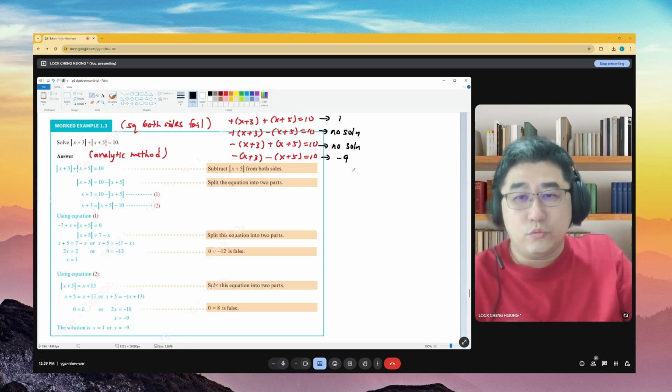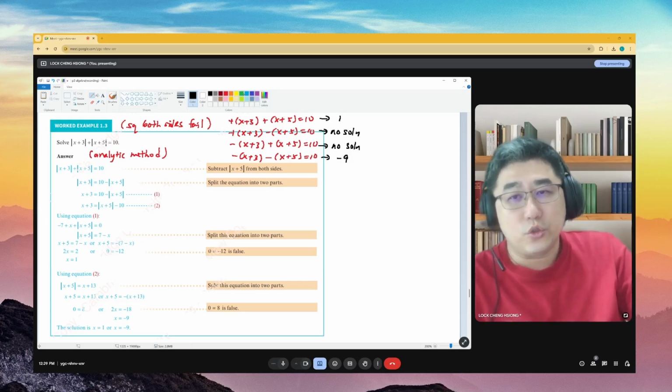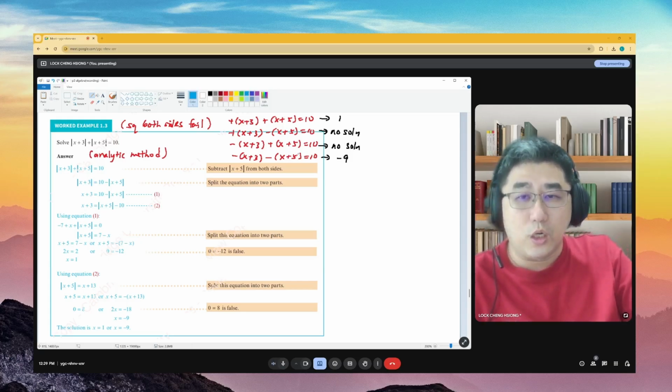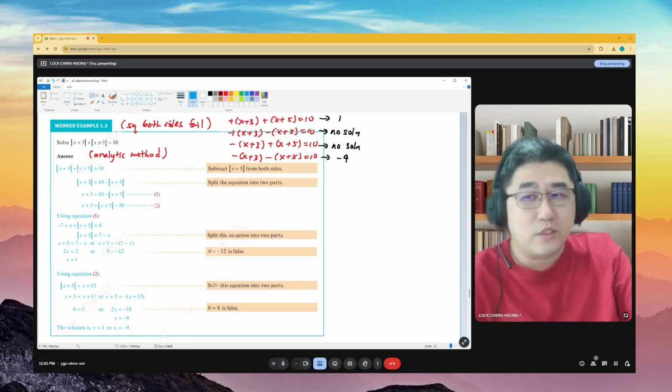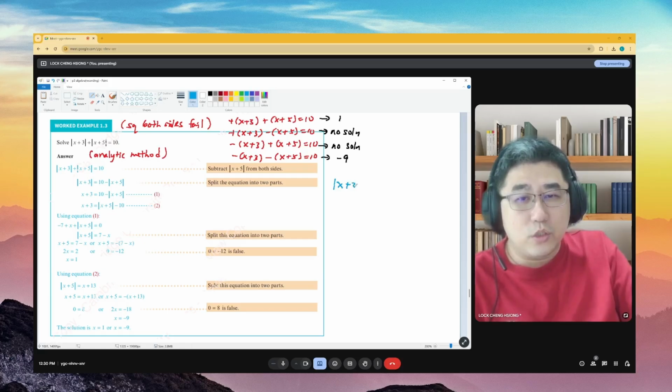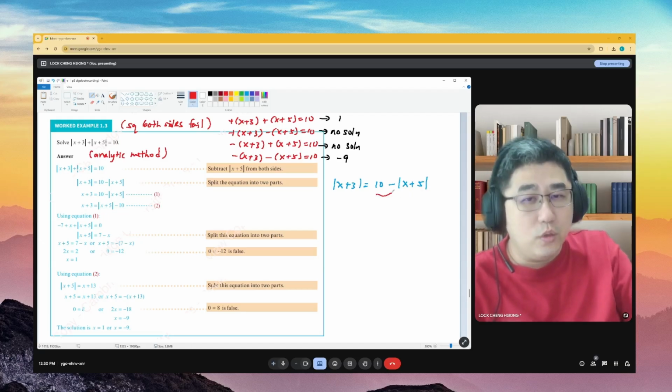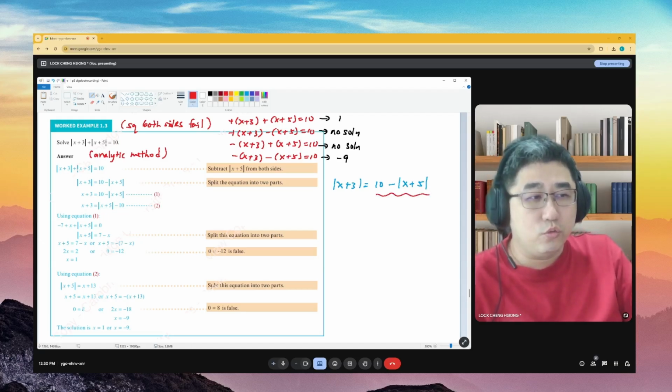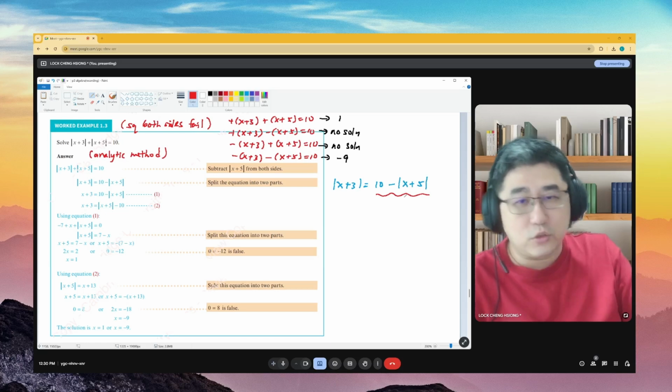So what if the students want to do it by drawing a graph? Drawing the graph of modulus x plus 3 plus modulus x plus 5 is actually very difficult. So what you can do is draw modulus x plus 3 equals 10 minus modulus x plus 5. That means over here you will need to know how to do graph transformation for this graph.